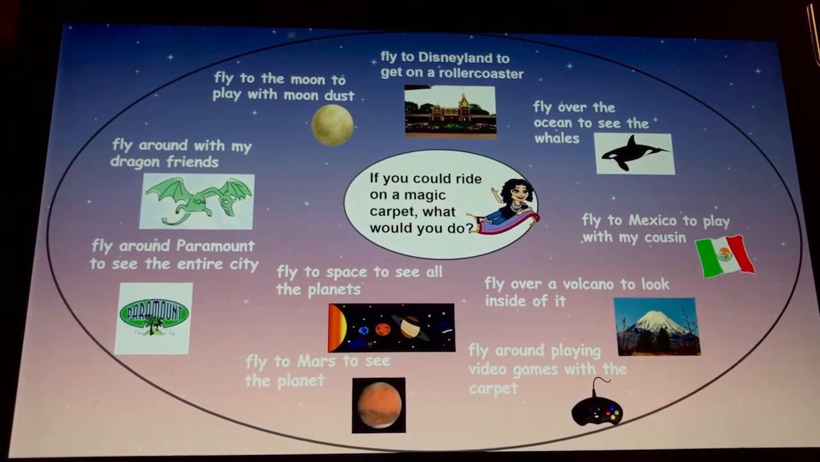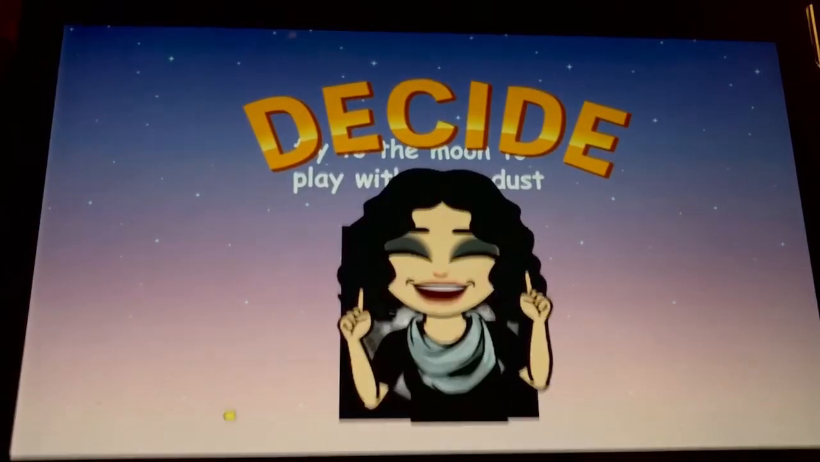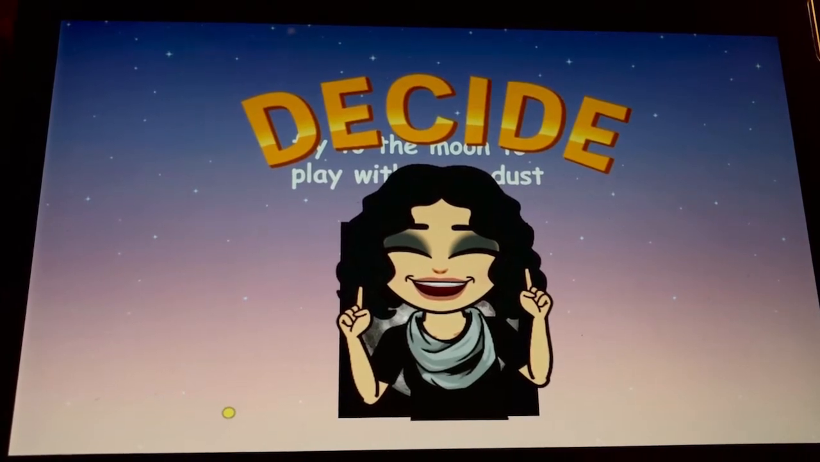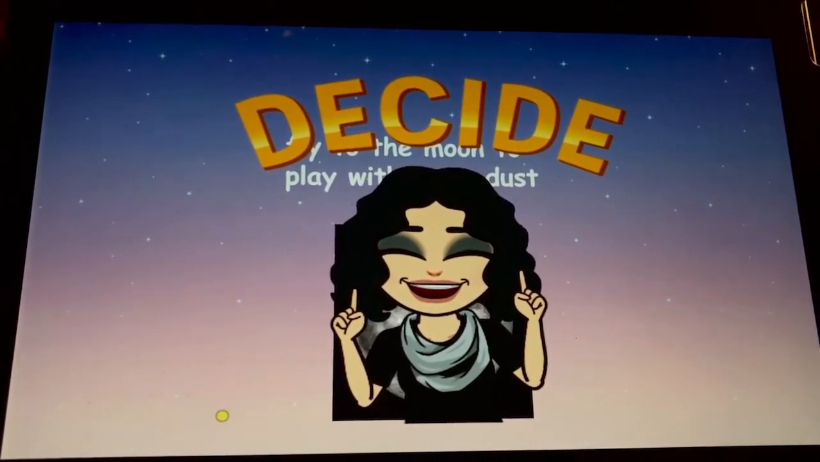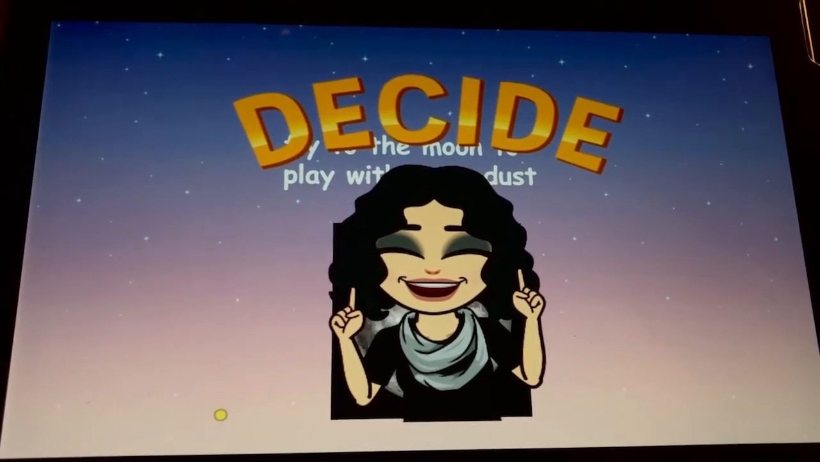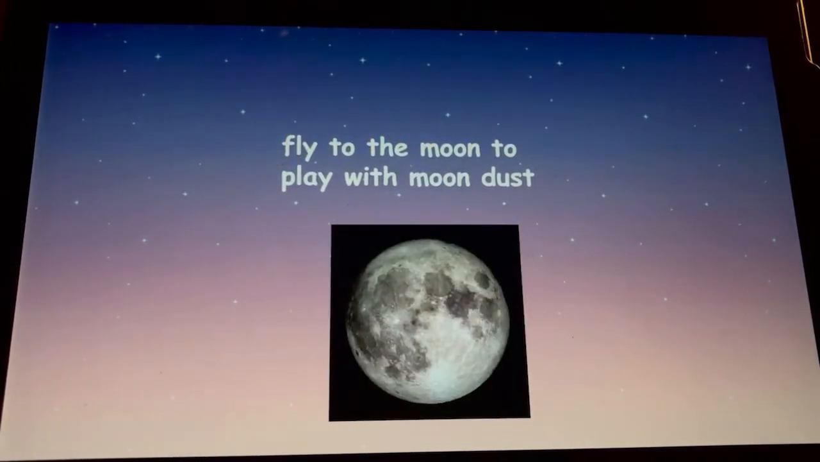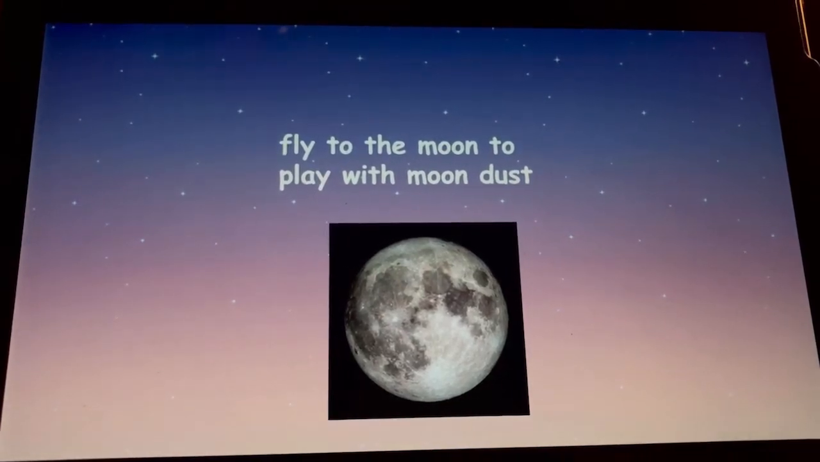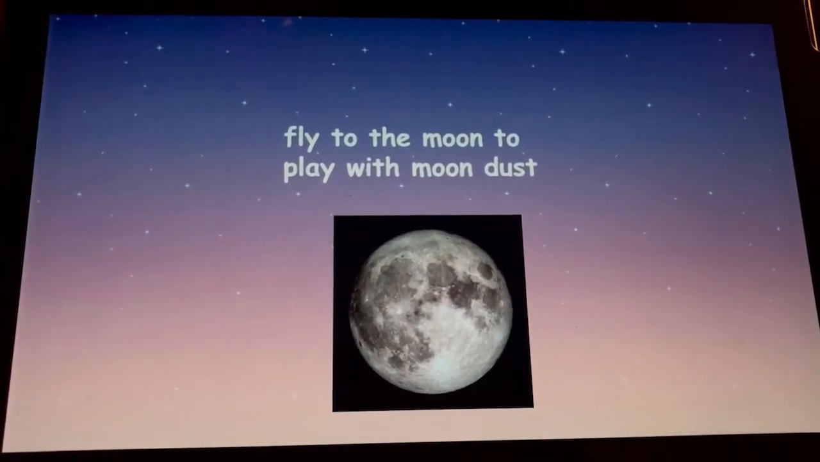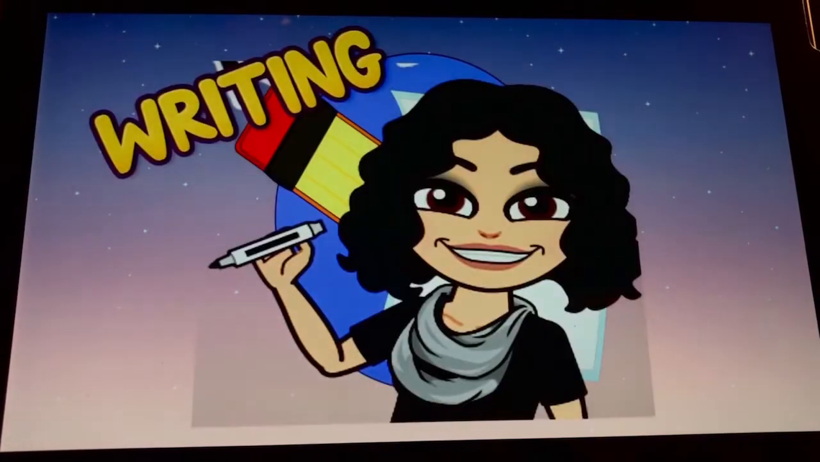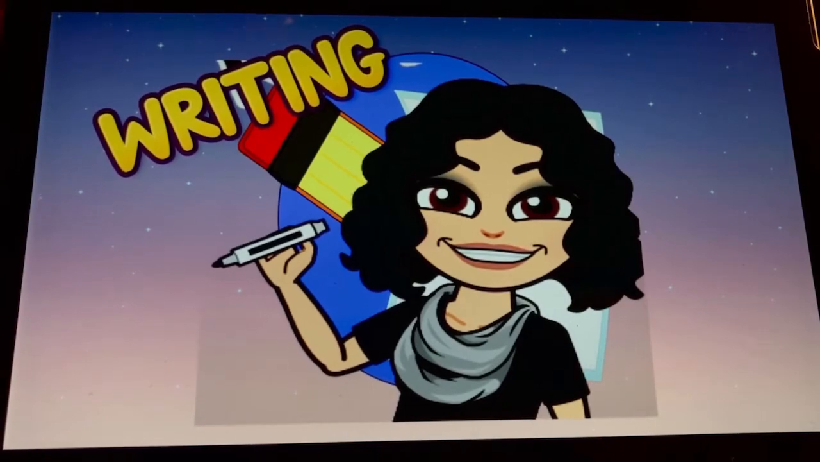Now comes the hard part. We have to decide which idea we want to write about. This is a hard choice, but I think Miss Zepeda is going to write about, I'd probably want to take the magic carpet and fly to the moon to play with moon dust. What's your idea? Now we're ready to write.